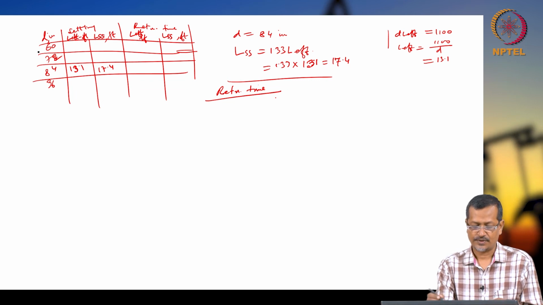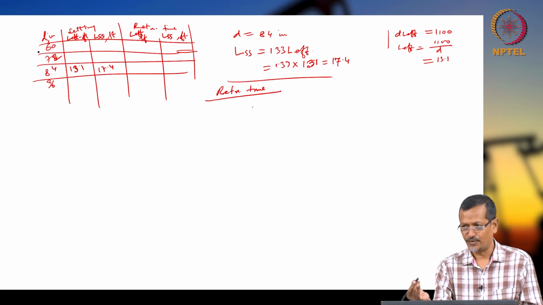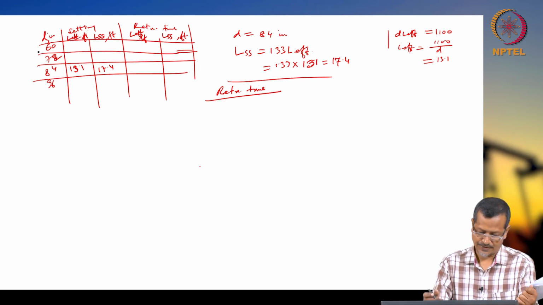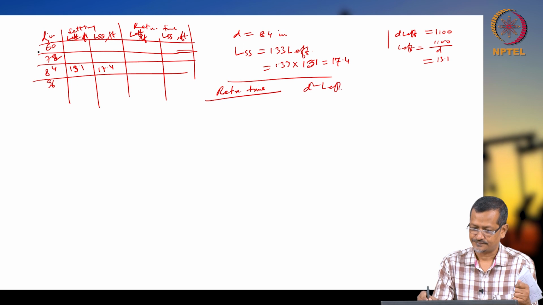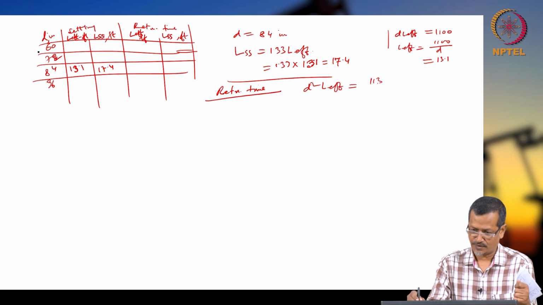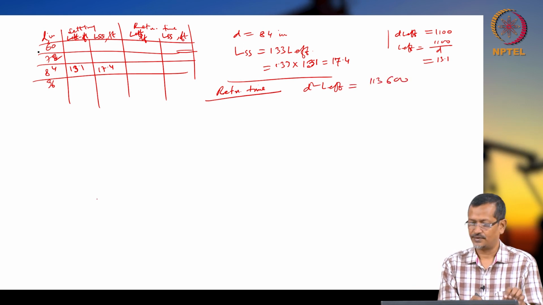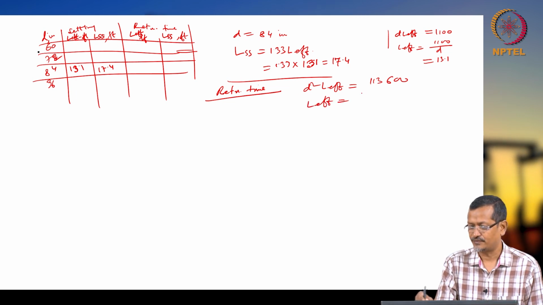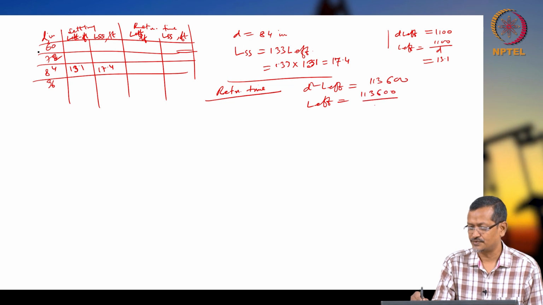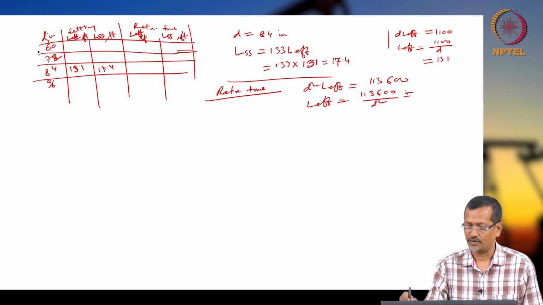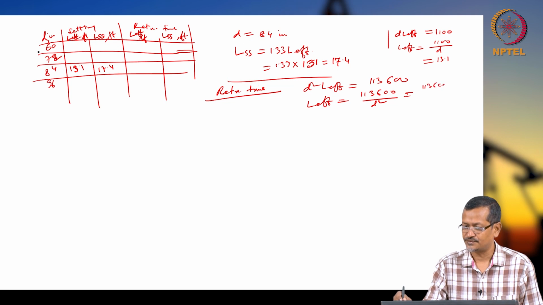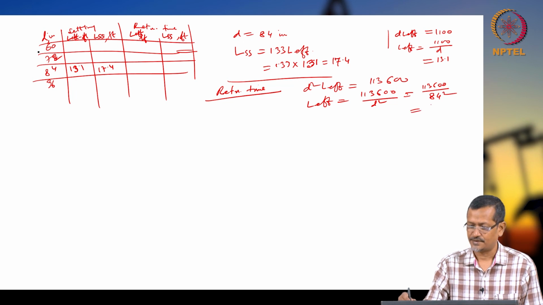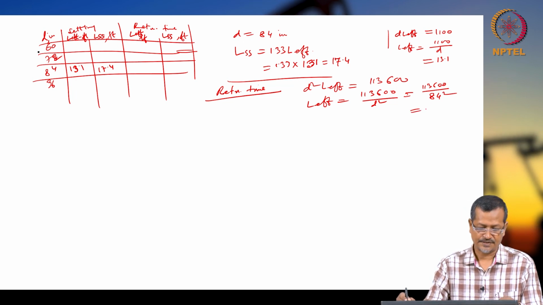Now for the retention time based calculation, again D 84 we know, and our D square LEFF value we calculated, 113600. Now D value 84, so LEFF equals 113600 divided by D square, D already 84, so 113600 divided by 84 square, giving 113600 into 84 divided by 84 square. So this value will be coming 16.1.